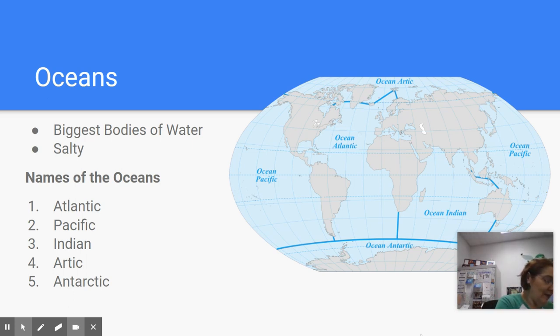So we have the first one, which is the Atlantic, which we all should know. That is the ocean that is next to the eastern coast of the United States, so places like Pennsylvania, New Jersey, Florida, Delaware, Georgia.